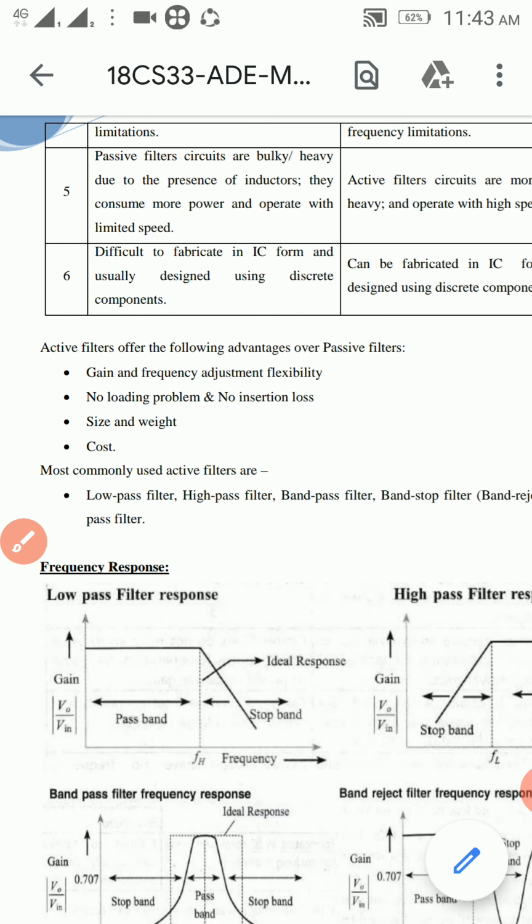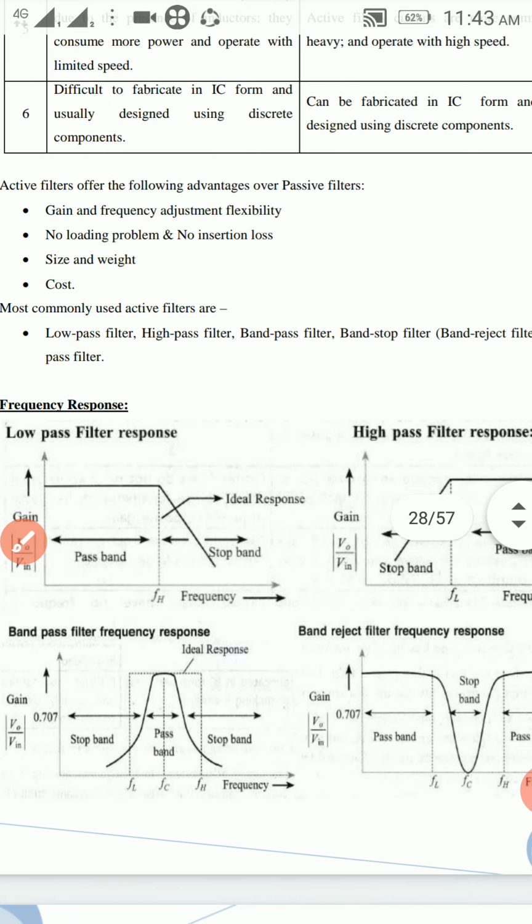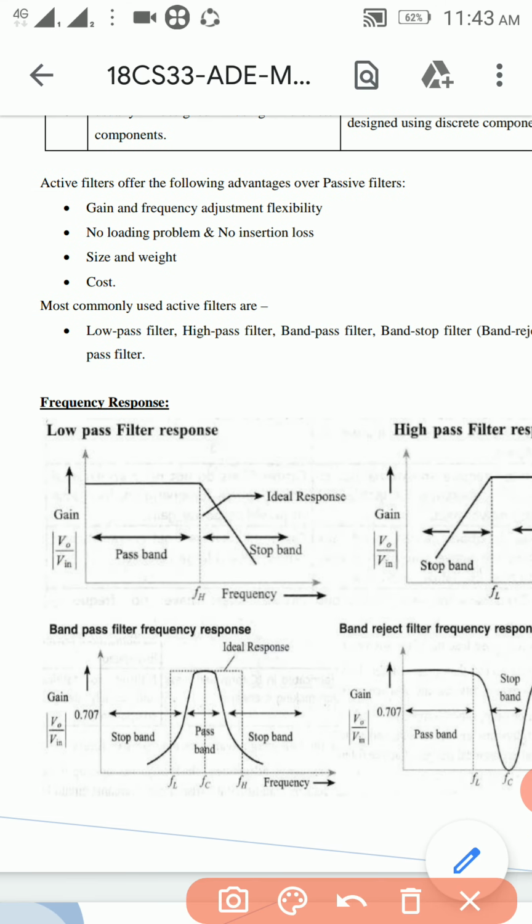First, the frequency response of the low pass filter. It is a graph plotted between frequency and voltage gain. Here, this is the frequency range. Below FH there is a pass band, and above FH there is a stop band, in the ideal response. This is the low pass filter response.